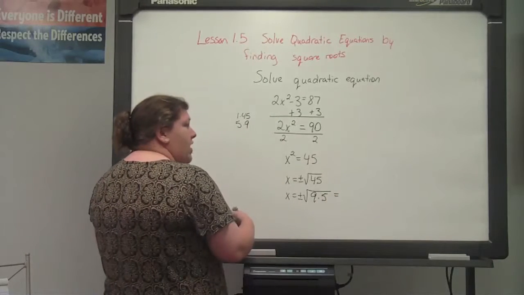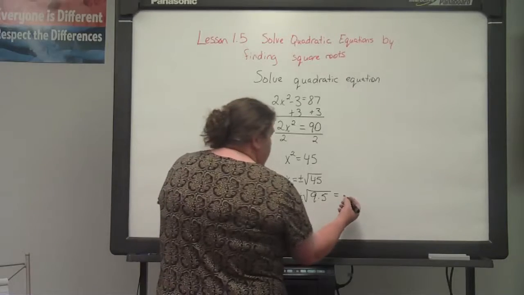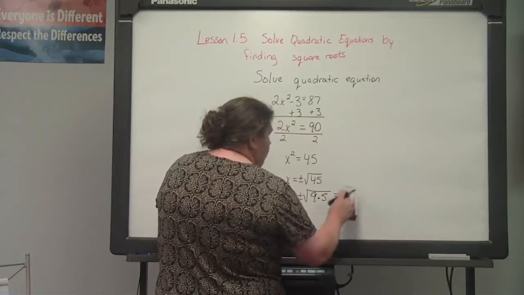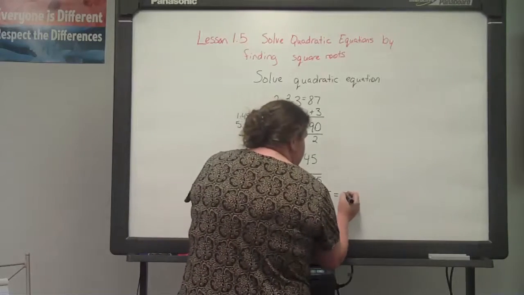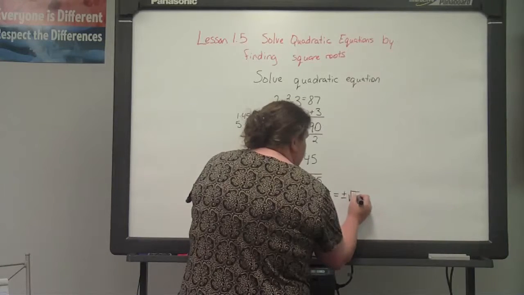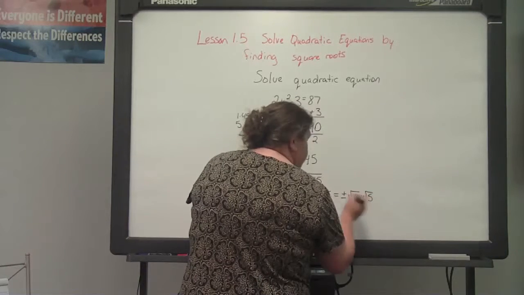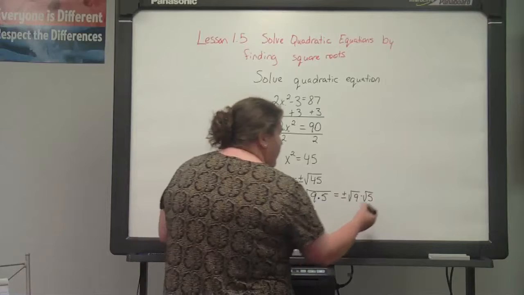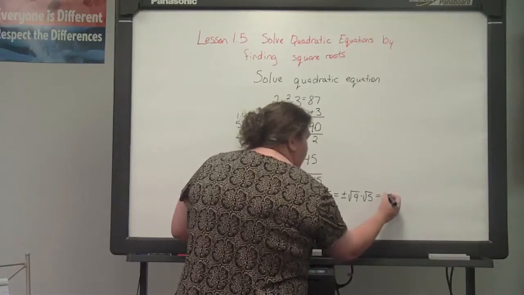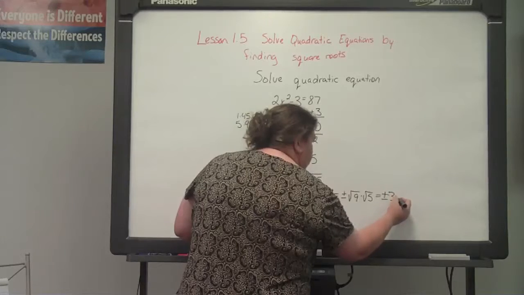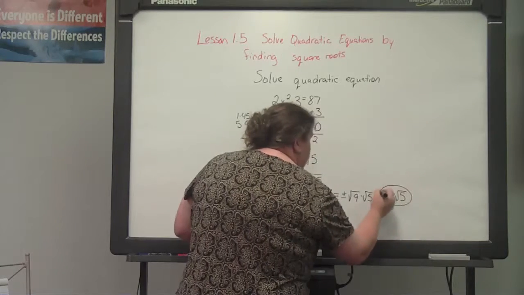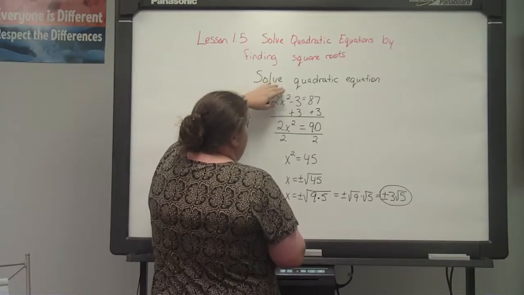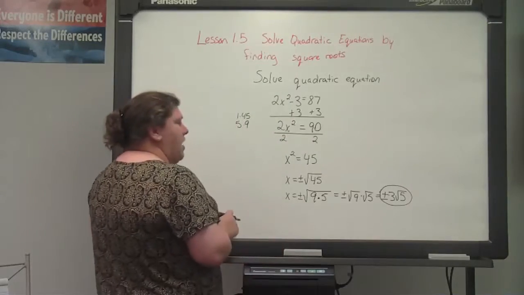And what we just went over with the product property says that I can rewrite this as plus or minus the square root of 9 times the square root of 5. What is the square root of 9? The square root of 9 is 3. So my answer would be plus or minus 3 square root 5. So I just solved the quadratic equation 2x squared minus 3 equals 87.